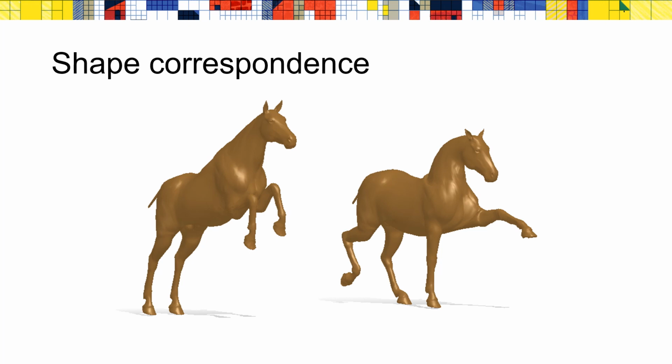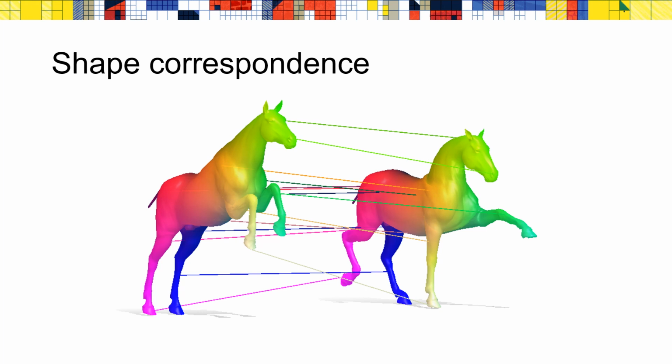Given a pair of shapes, shape correspondence is the problem of finding a point-to-point map between the two shapes that associates to each vertex, each point on the first shape, a corresponding point on the second shape. Usually we visualize the correspondence through color coding, as in this example, where corresponding points are depicted with the same color.